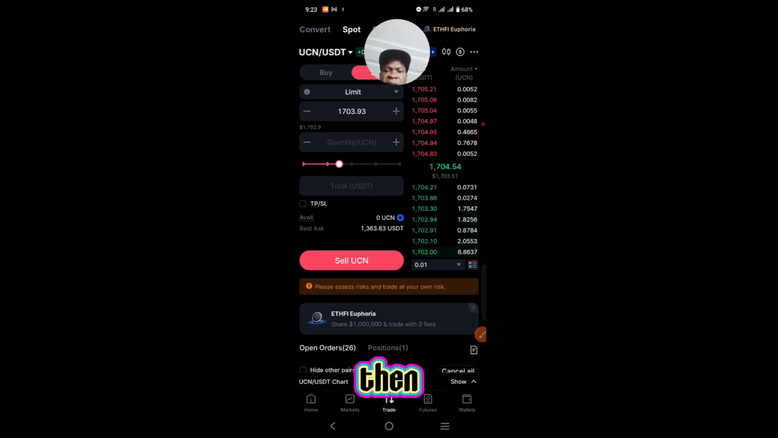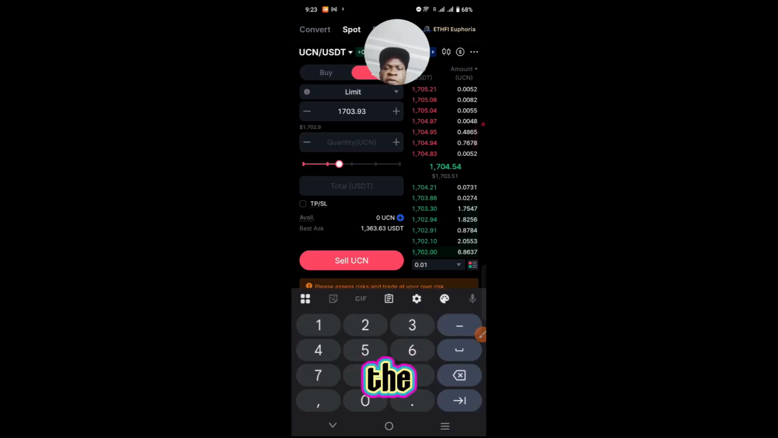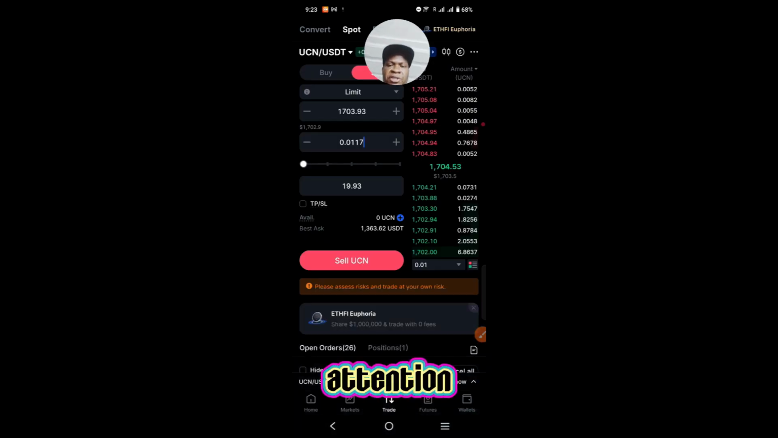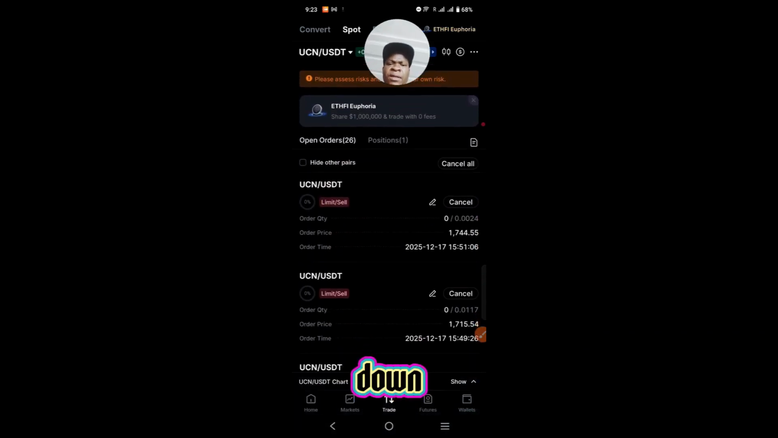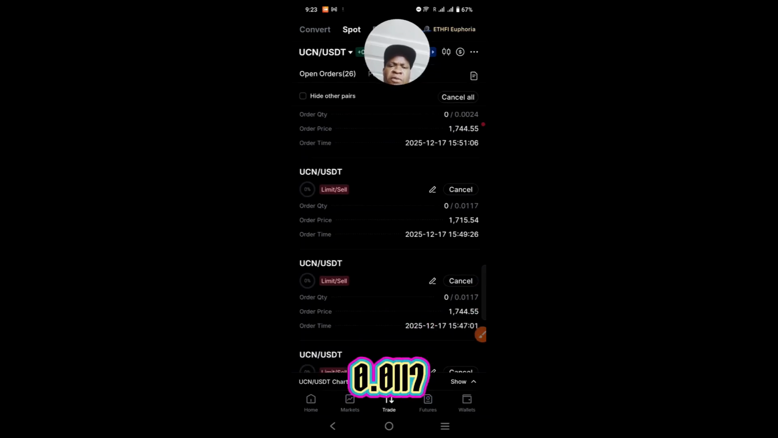Now we want to know the USDT value of 0.0117. 0.0117 is actually 19.93, approximately $20. So let's assume we want $40. All we need to do is to cancel two of these trades. That's 0.0117, two of it, which I'm going to do right now. Pay attention. I'll come down and cancel, look for 0.0117.